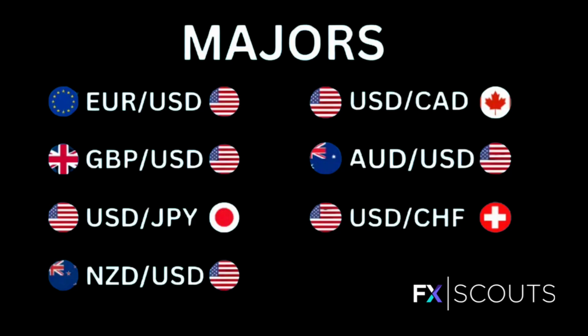So now that we've got that covered, let's look at the major currency pairs. These are the most actively traded in the Forex market. They always include the US dollar, which is because of its central role in global finance. And there are 6 and sometimes 7, depending who you talk to, major currency pairs.